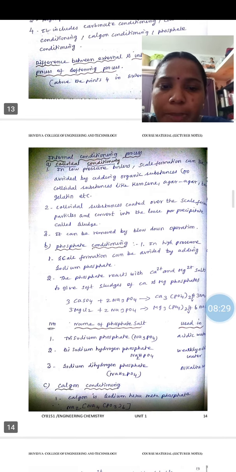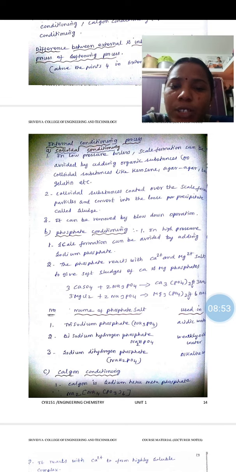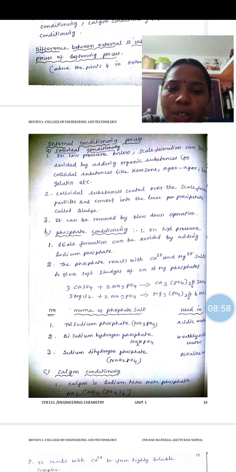The second one is phosphate conditioning. In high pressure boilers, the phosphate conditioning method is used. By adding phosphates, they react with calcium and magnesium salts to give soft sludges of calcium and magnesium phosphates. The phosphate conditioning method is further classified into three types: trisodium phosphate, disodium hydrogen phosphate, and sodium dihydrogen phosphate. Trisodium phosphate is used for acidic water. Disodium hydrogen phosphate is used for weakly acidic water. Sodium dihydrogen phosphate is used for alkaline water.